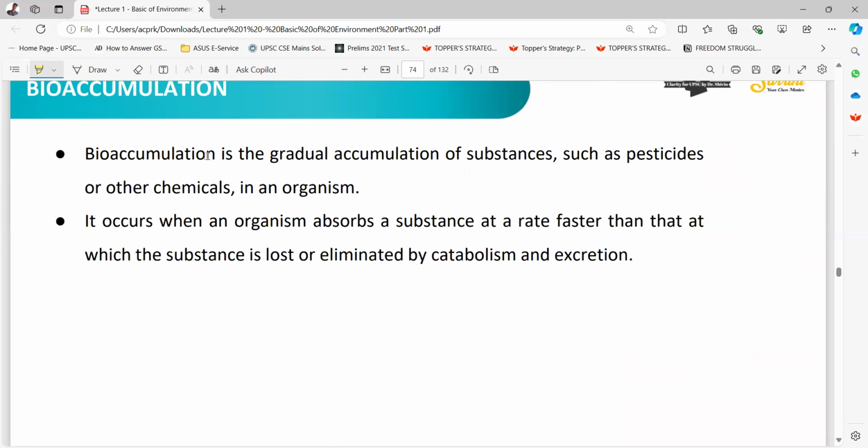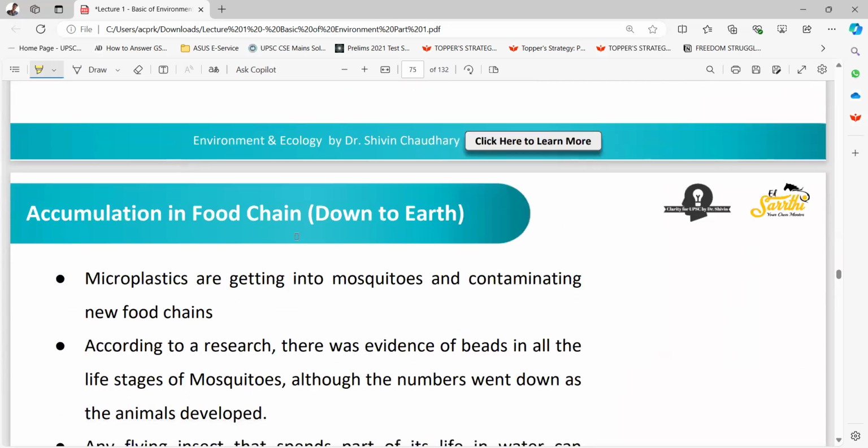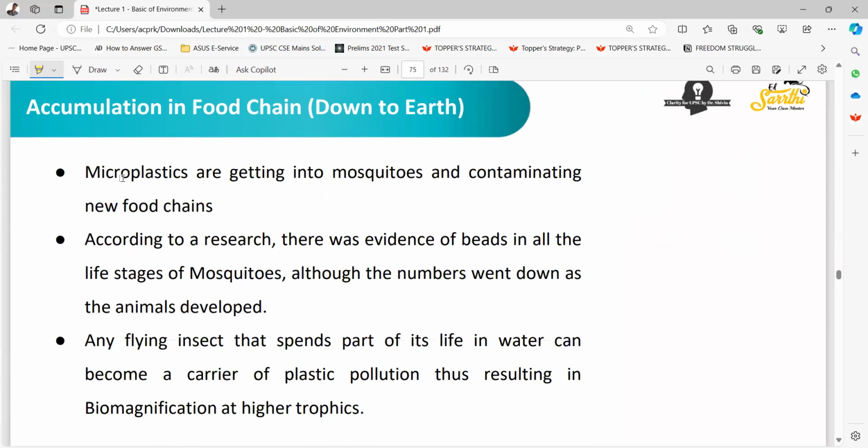Bioaccumulation. Bioaccumulation is the gradual accumulation of substances such as pesticides or other chemicals in an organism. It occurs when an organism absorbs a substance at a rate faster than that at which the substance is lost or eliminated by catabolism and excretion. Okay, accumulation in food chain, down to earth.